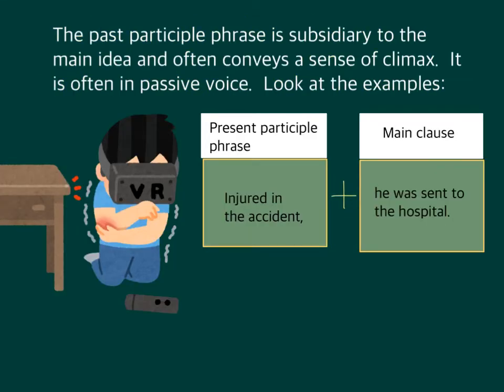The past participle phrase is subsidiary to the main idea and often conveys a sense of climax. It is often in passive voice. Look at the examples. Injured in the accident, he was sent to the hospital.